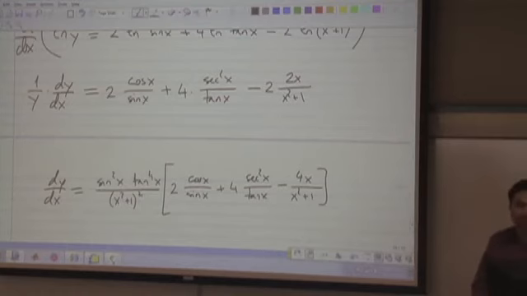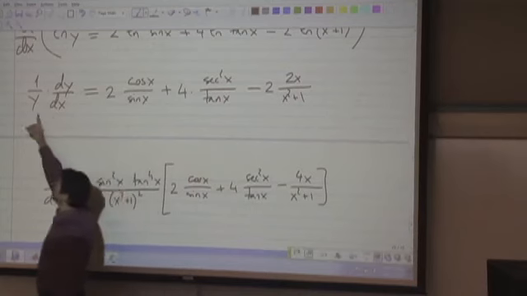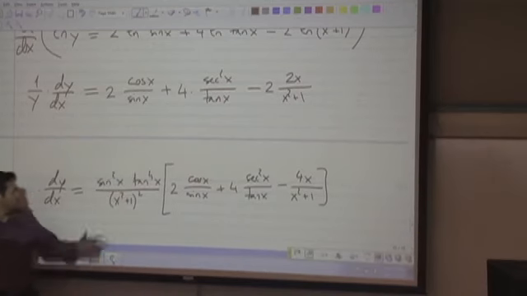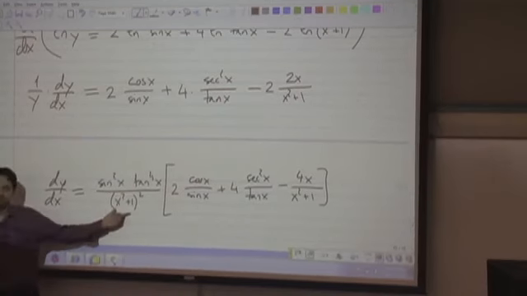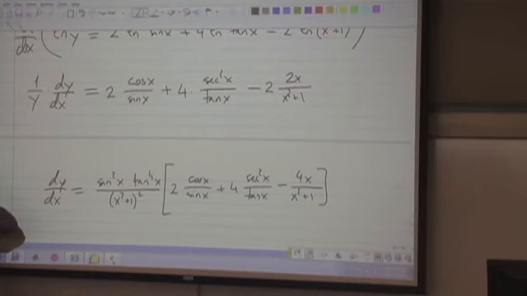Does this make sense? What I've done is I solved for dy over dx, which means I multiply both sides by y. The fraction is just y. It's the original y. Is there a formula for that? For this particular thing? This is called logarithmic differentiation.